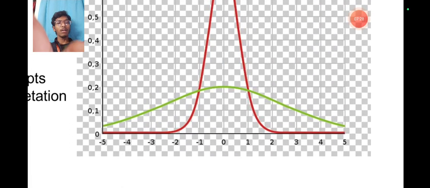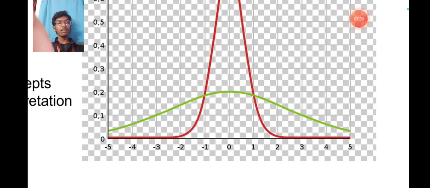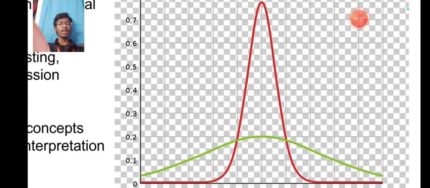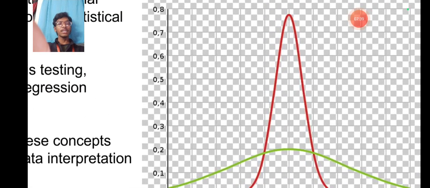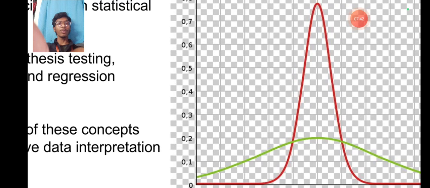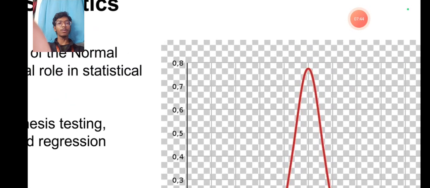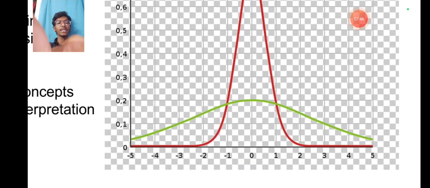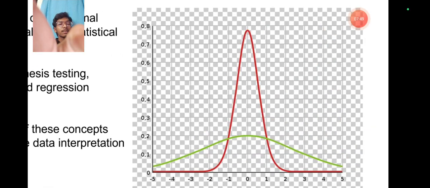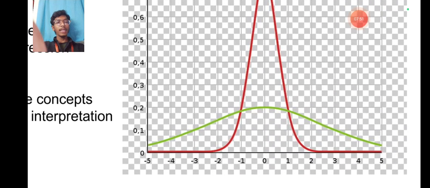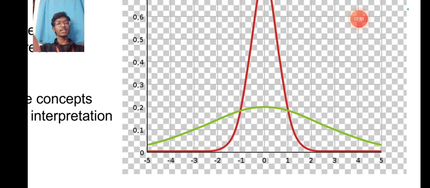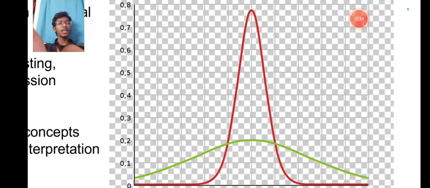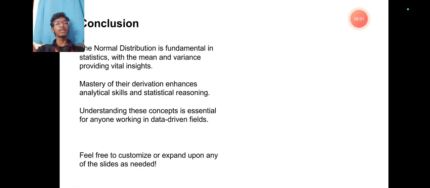Here we can see on the x-axis there are 0 to -5 as the negative integers, and 0 to +5 as the positive integers. And also in the y-axis we can see 0, 0.1, 0.2, 0.3, 0.4, 0.5, 0.6, 0.7, and 0.8. So here we can see the green line represents the positive data values, and the red line stands for the negative values.